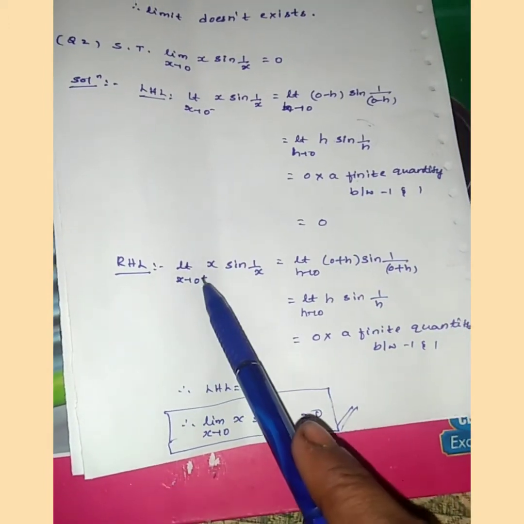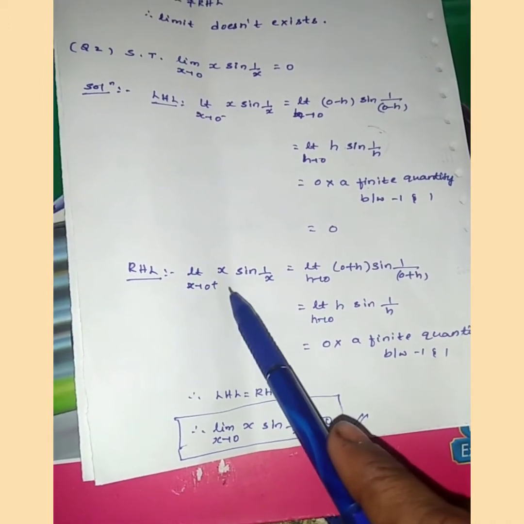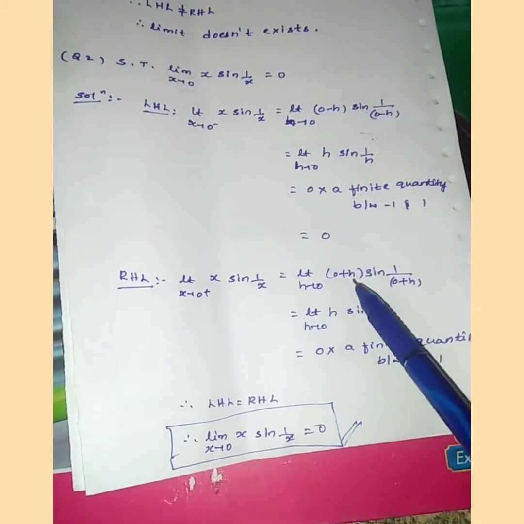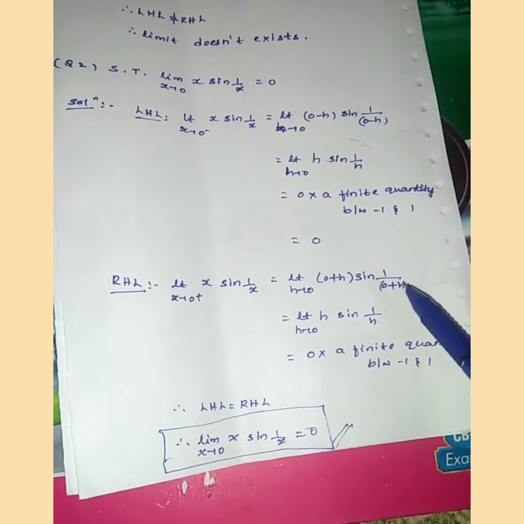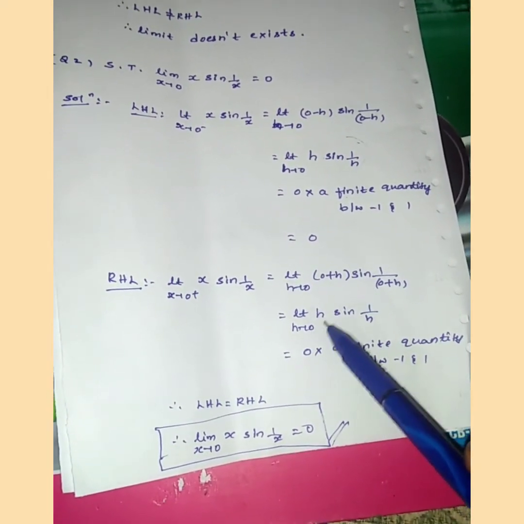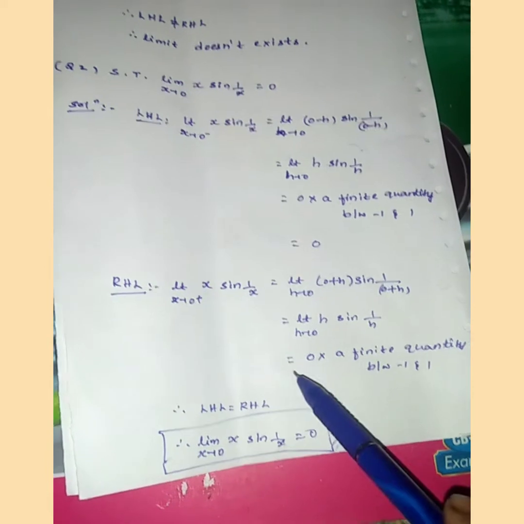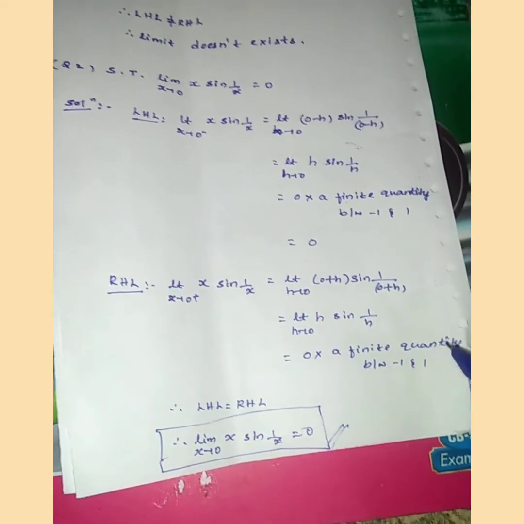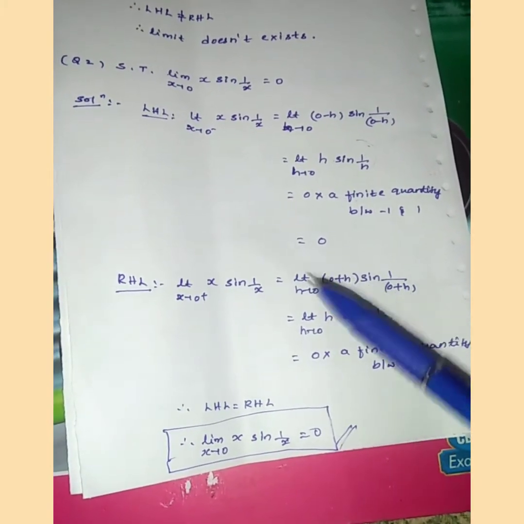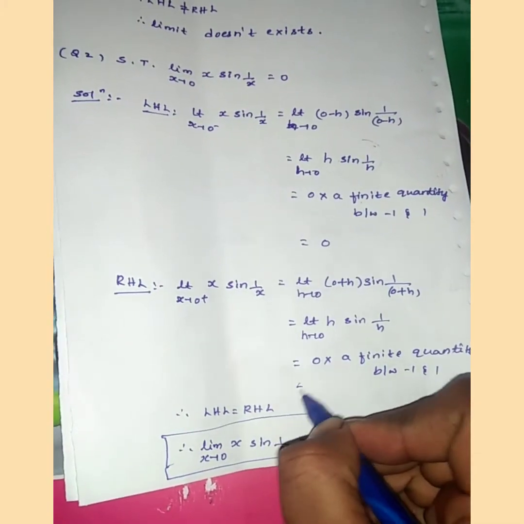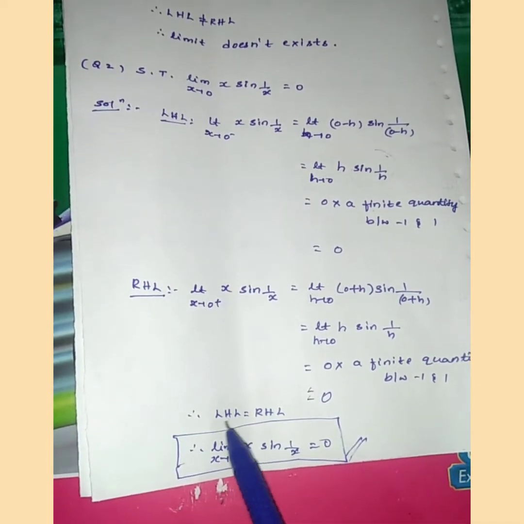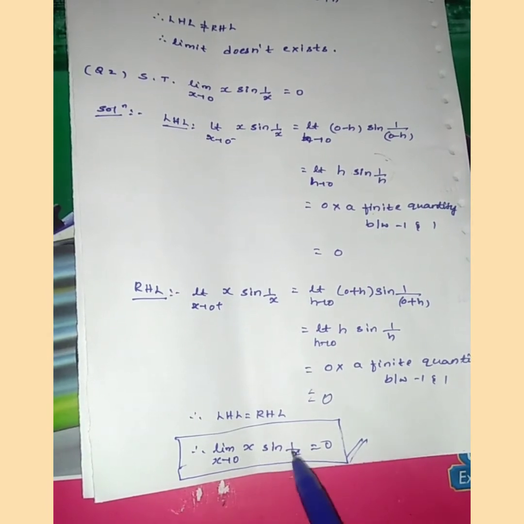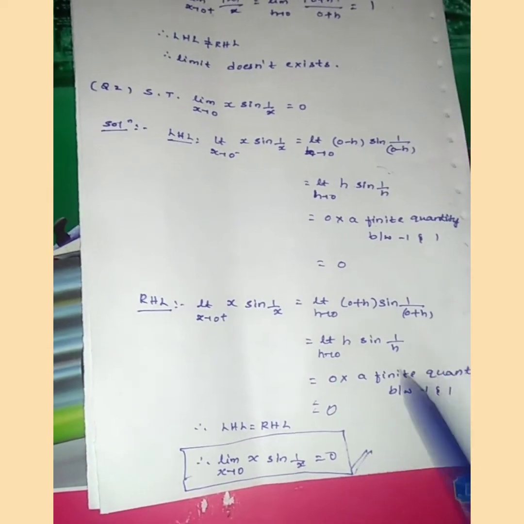And the right hand limit is the limit as x tends to 0 plus of x sin 1 by x, which is the limit as h tends to 0 of 0 plus h sin 1 by 0 plus h, that is limit h tends to 0 of h sin 1 by h. Applying the limit, we get 0 into a finite quantity between minus 1 and 1, we again get 0 only. Therefore left hand limit equals right hand limit, therefore limit as x tends to 0 of x sin 1 by x equals 0, the limit exists.